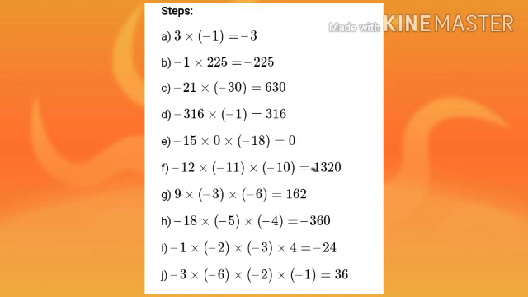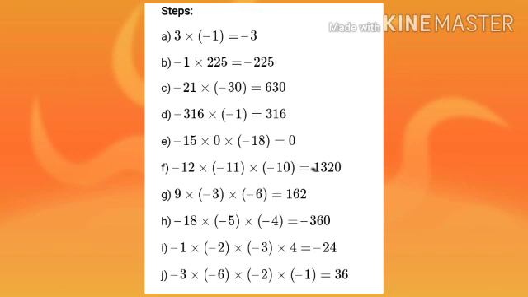21 into 30. What is 21 into 30? 630. So how many negative signs are represented? 2 negative signs are represented. So 2 means even number. Even means positive. The result will be positive. Plus 630. Then for subdivision D, 316 into 1. The result will be 316. So how many negative signs are represented? 2 negative signs. Is 2 even or odd? Even number. Even means positive. The product is positive.